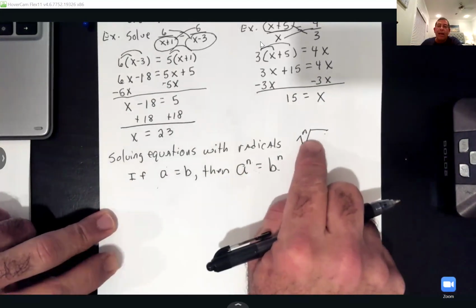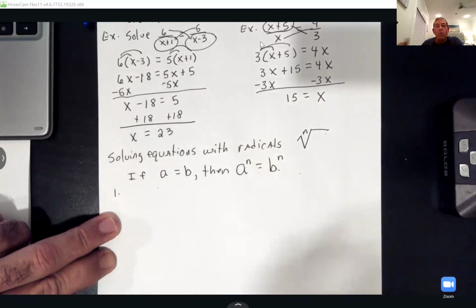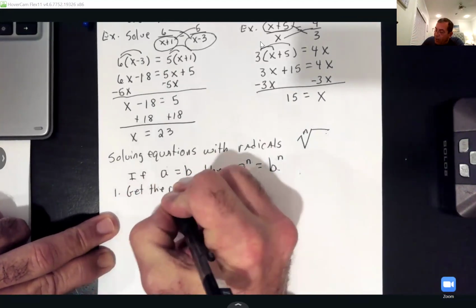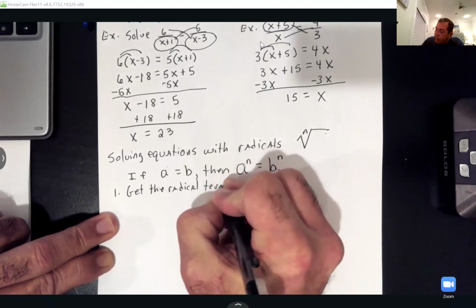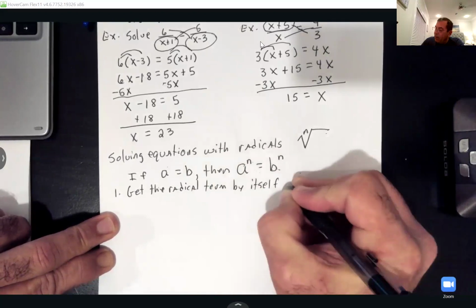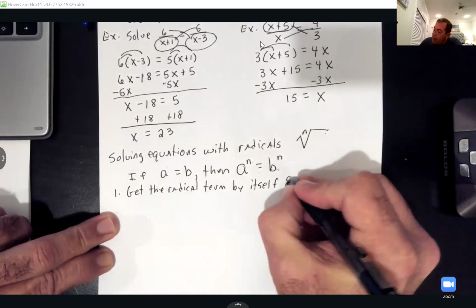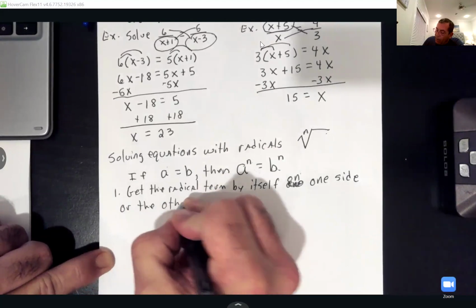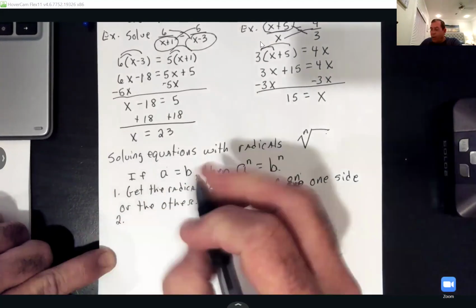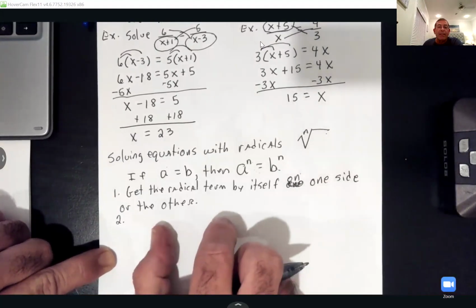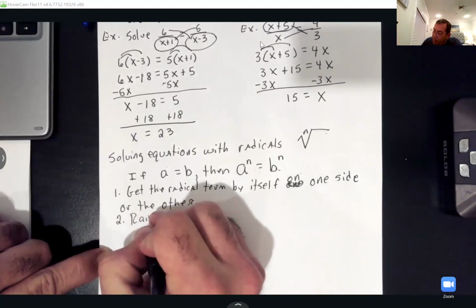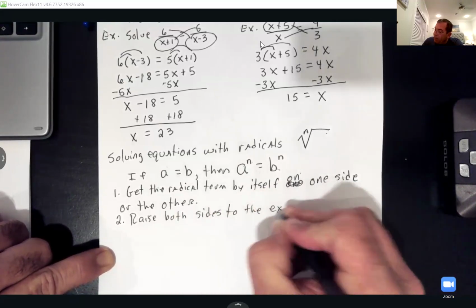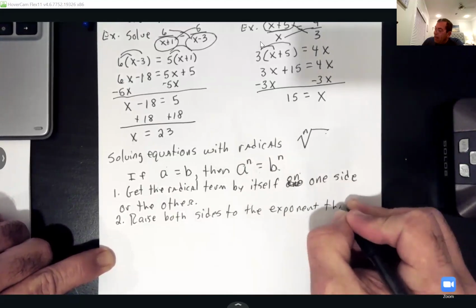Because when you solve equations with radicals, the first step you want to do is get the radical term by itself, on one side or the other. Now, after I've got this square root or this cube root on one side by itself, then I raise both sides to the exponent that matches the radical.